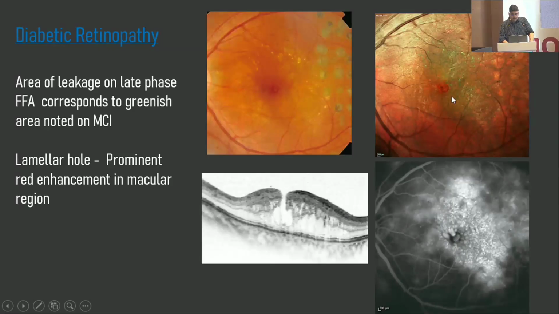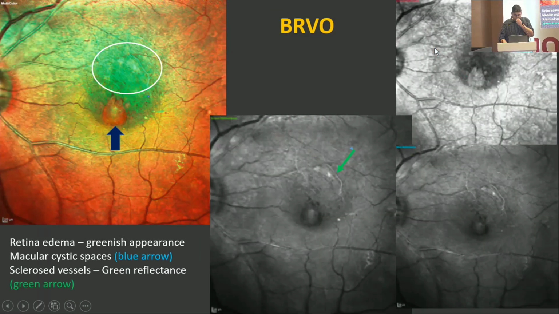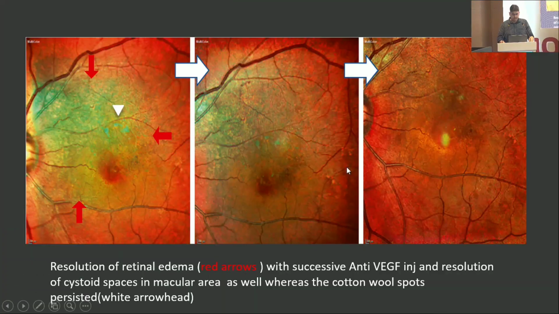Here we can see on FFA, the extent of the leakage corresponds to the greenish hue of the retina on a multicolor image. Coming to the vein occlusions, we can see that again, the retinal edema is highlighted as a greenish hue, and the cystic appearance of the macula is highlighted as orangish in this case of BRVO. And on the green reflectance image, the sclerosed vessels are very clearly demarcated.